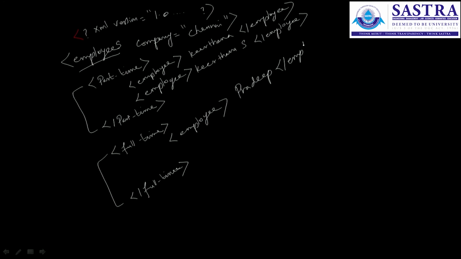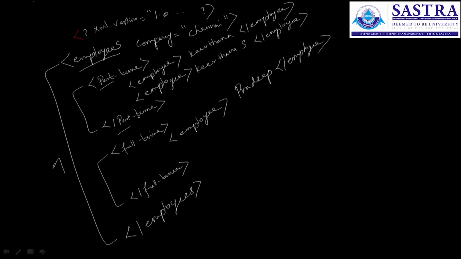Slash employee. I have created properly, and slash employees I have closed properly. So I can say my XML document has followed the six rules. Only one root tag, yes we have, and all the elements are having opening and closing tag. Yes, all elements, part-time, full-time, employees, all employee also having opening and closing elements.